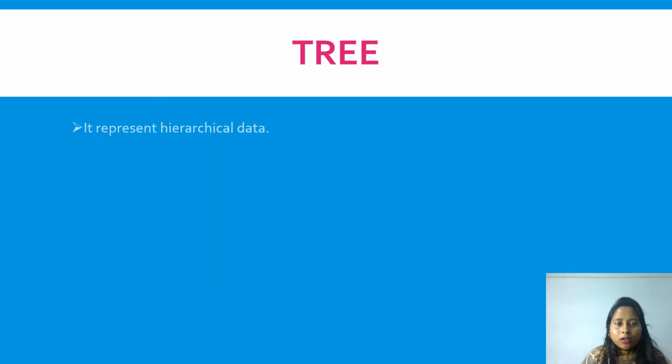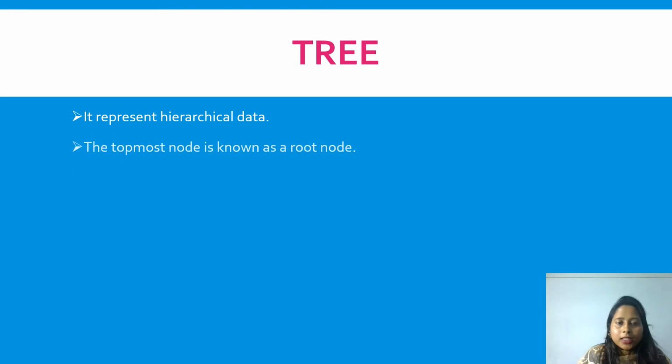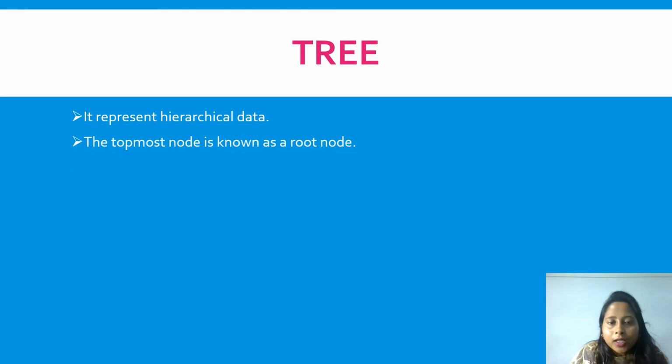Next is tree. Now we know that tree is a nonlinear data structure, and here elements are represented in a hierarchical form, and the topmost element of a tree is called the root node. Now see, let me draw an example of a tree. So this is an example of a tree where all the nodes are represented in a hierarchical form.